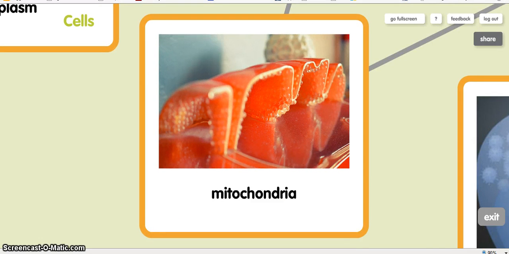Mitochondria are thought of as the cell's powerhouse. They generate energy for the cell using sugar, oxygen, and protein complexes that are used throughout the cell.